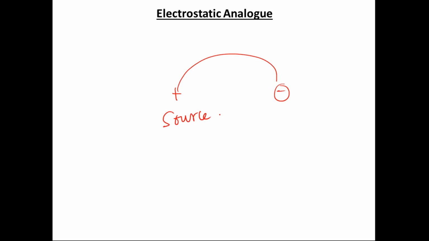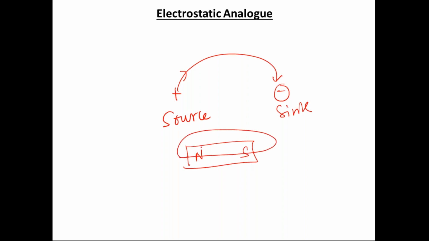But in case of magnetism, you have closed magnetic field lines. That's why you cannot say which one is the source and which one is the sink. So there is no source and no sink in case of magnetism. So this is what it is. I think I'll stop here.